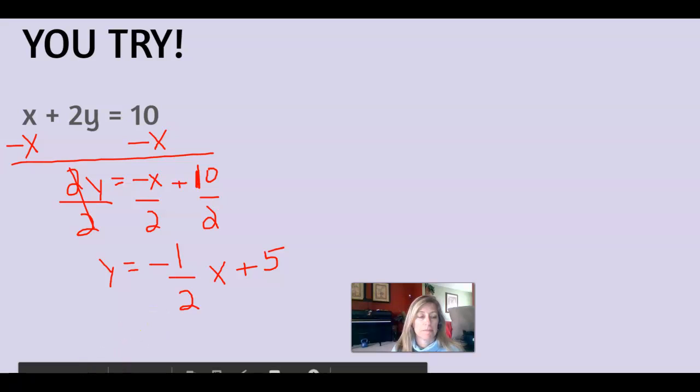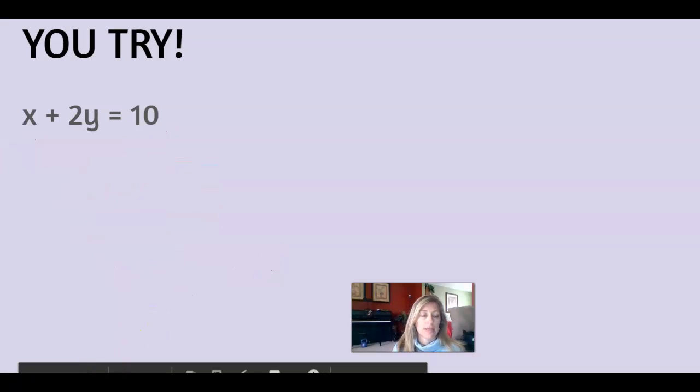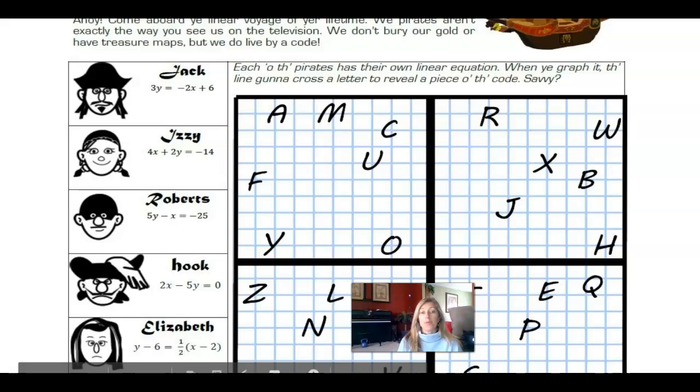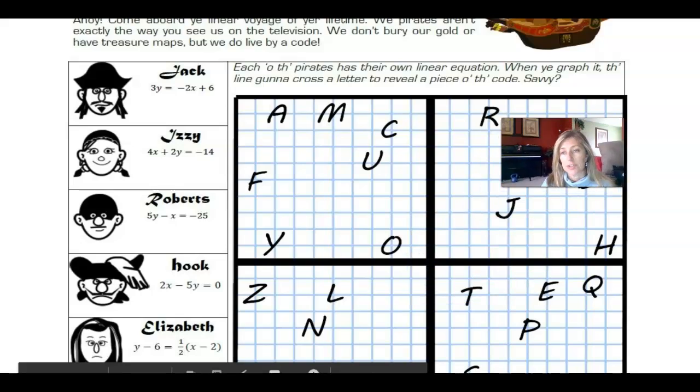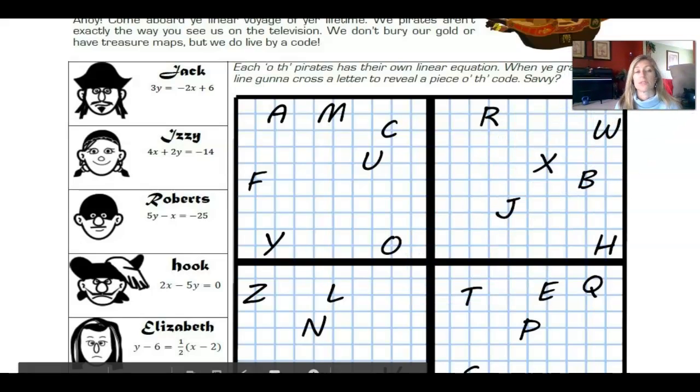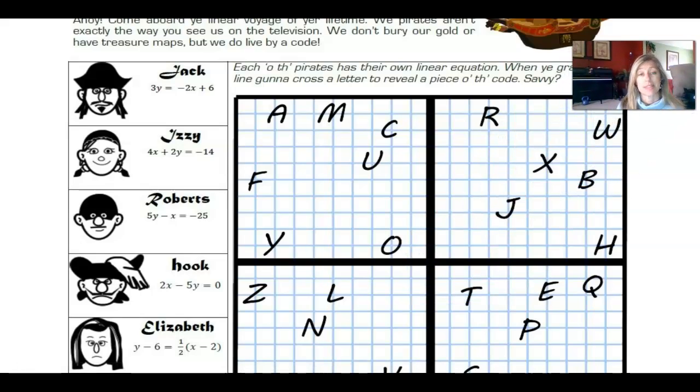Okay, one more to try. Now this next thing, oh, look at this. This is your next activity. This isn't Schoology. This is your exit ticket for the week. If you notice, every single one of these equations are not in slope-intercept form, and some of them are pretty big. So let's just try the first one together so we get the idea of what we need to do.